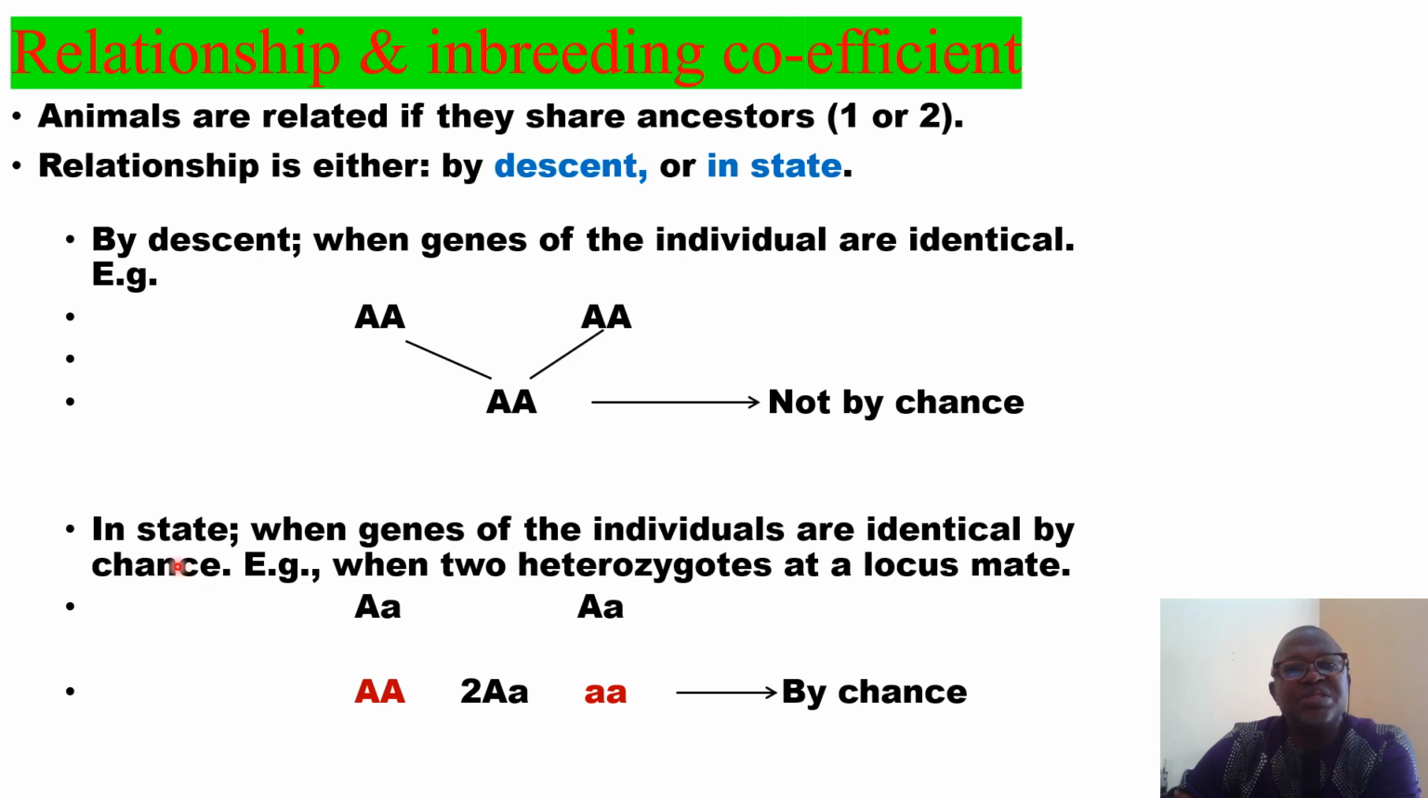However, it is in state when the genes of the individuals become identical by chance. This occurs, for example, when two heterozygotes at a locus are mated. So these are two heterozygotes. The possible progenies will carry this genotype by chance.